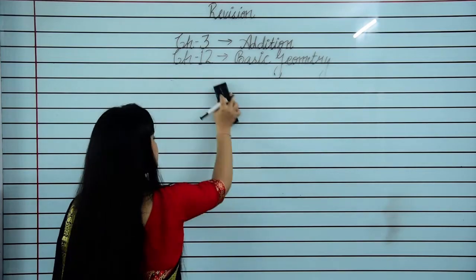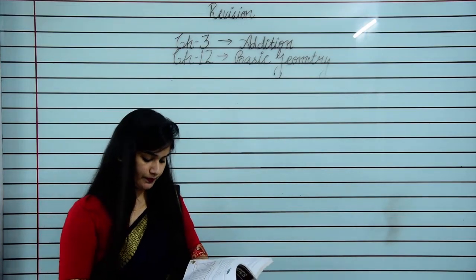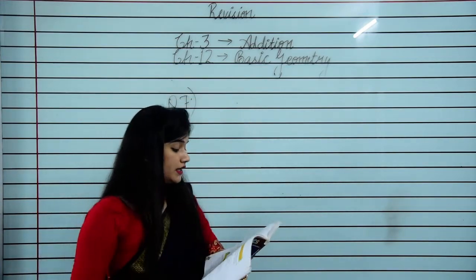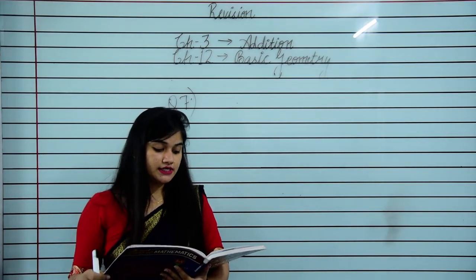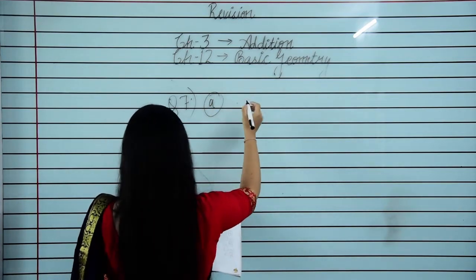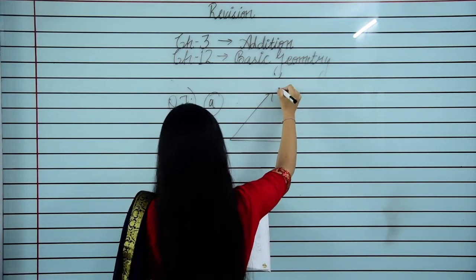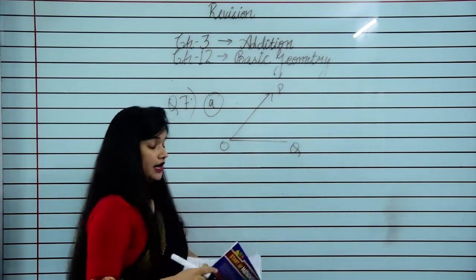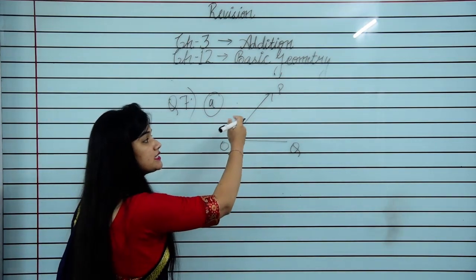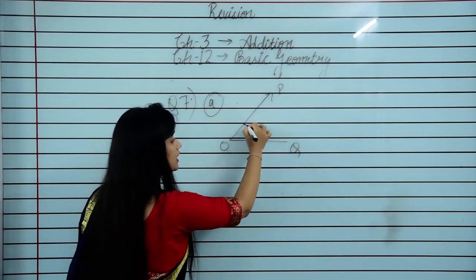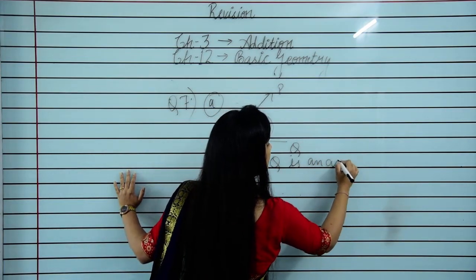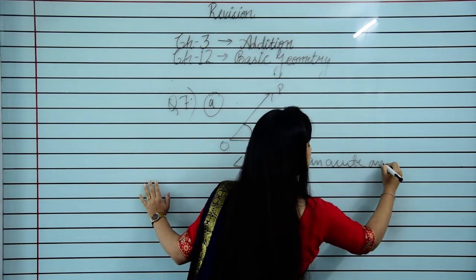Now we see the next question, students. On page number 160, question number 7. Name the angles shown in the figures. Classify them as acute, obtuse, straight or right angles. So we are taking the A part, students. Angle POQ is given here, and we have to tell which angle this is. As we know, this is less than 90 degree, it means angle POQ is an acute angle. Understood, students?